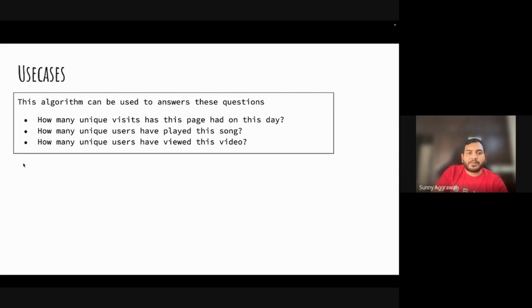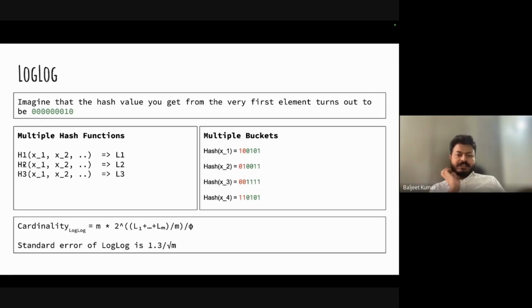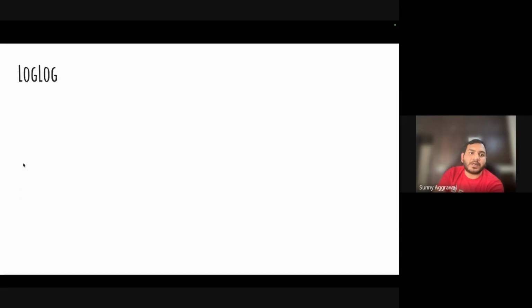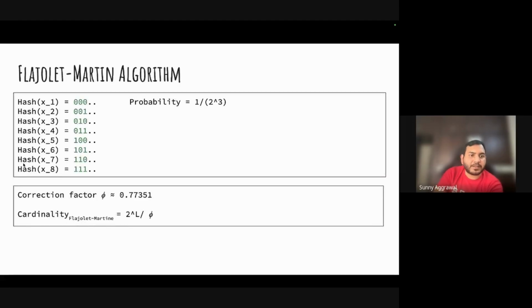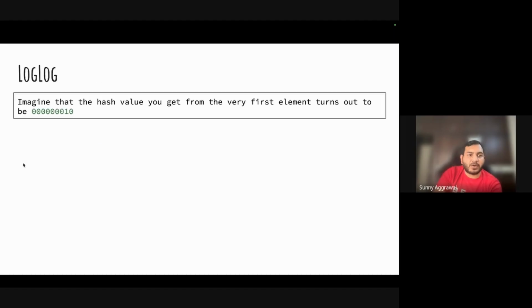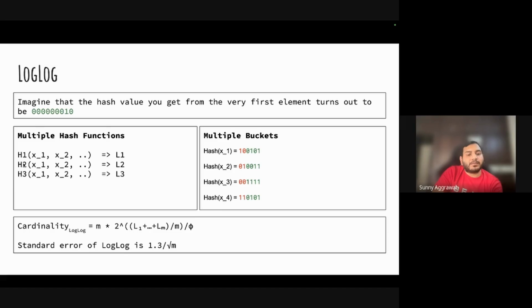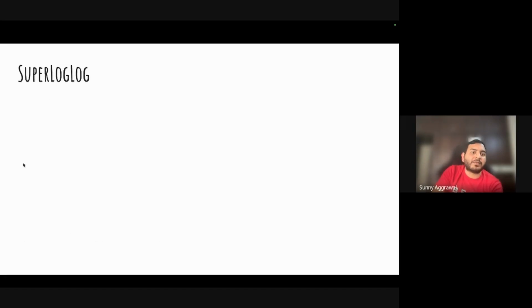Correct. So I think we'll look at the pros and cons of this algorithm, right? In a very large data set, you might have to store terabytes of data just to get the unique visits. But using this algorithm, you can do it in a few KBs of data. It's an extension of what the previous algorithm was. Correct. So basically, the author started with this basic idea and then extended it to LogLog, which uses multiple buckets, and then made another improvement and came up with SuperLogLog.